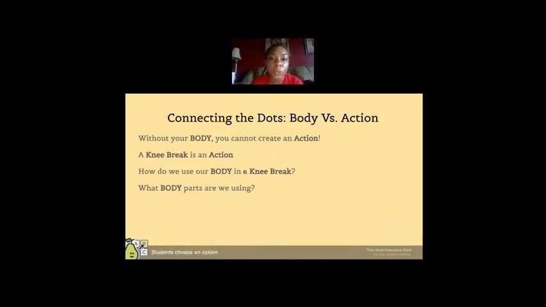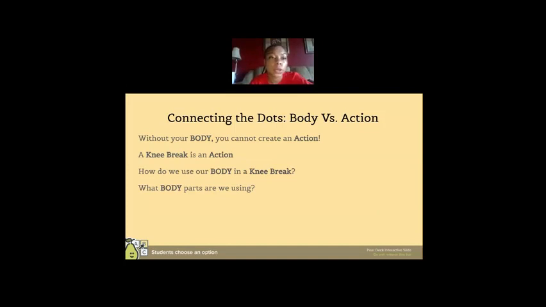Without your body, you cannot create an action. A knee break is an action. Remember, we learned the knee break. You make a strong muscle and your knees come up and they break. How do we use our body in a knee break? What body parts are we using?